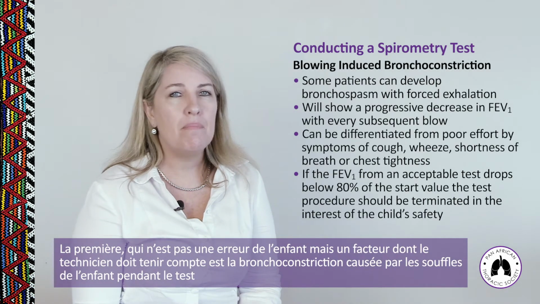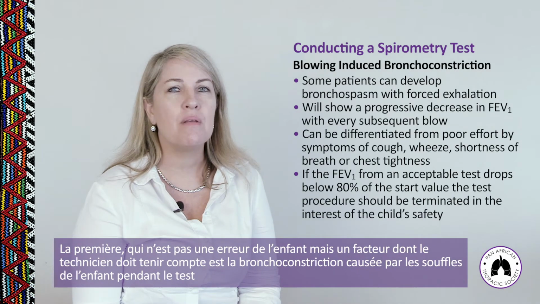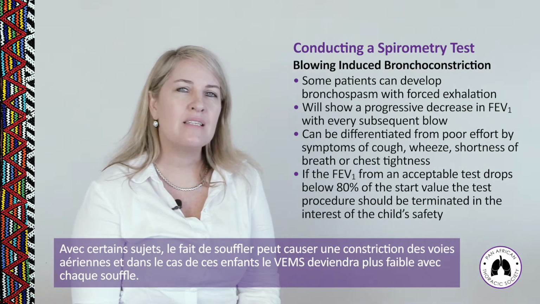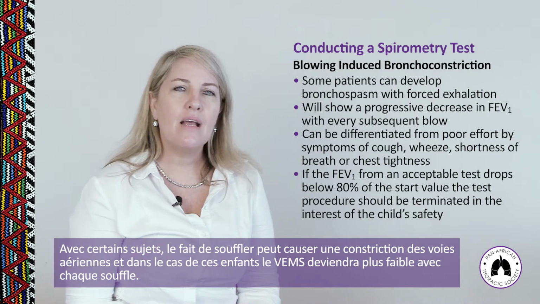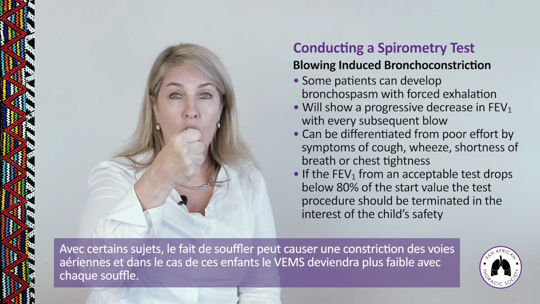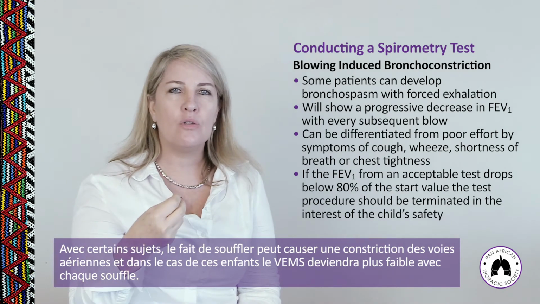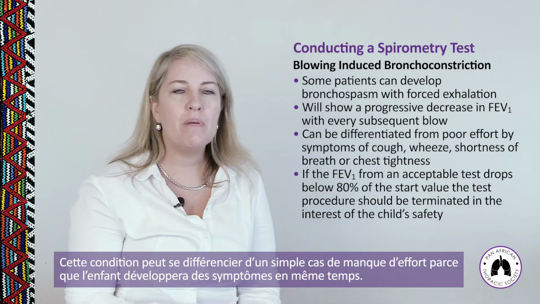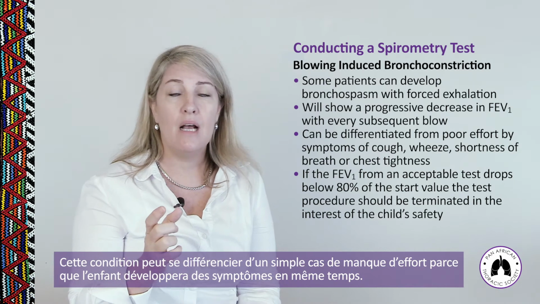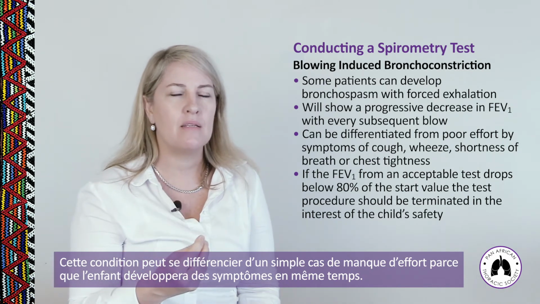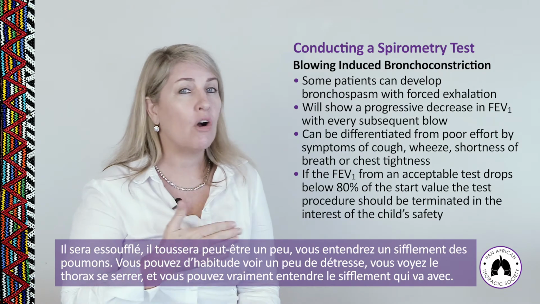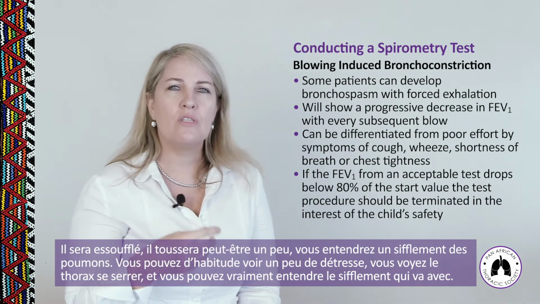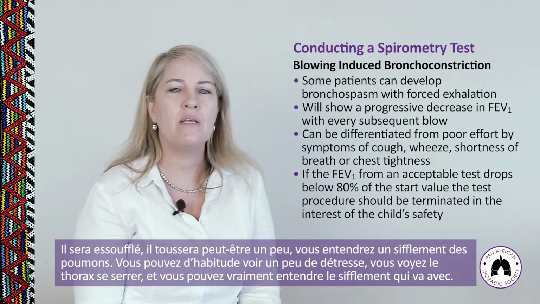The first one that can't be helped by the child, but that the technician has to be aware of, is blowing-induced bronchoconstriction. Some patients, as they're blowing with effort like that, can have the airway bronchoconstrict, close a little bit. And in these children, the FEV1 will become lower with each subsequent blow. This picture can be differentiated from poor effort, as the child will usually become symptomatic at the same time. They will become short of breath, they might cough a little bit, wheeze. You usually see them becoming a little bit distressed or a little bit tight, and you can actually hear the wheeze when they do this.